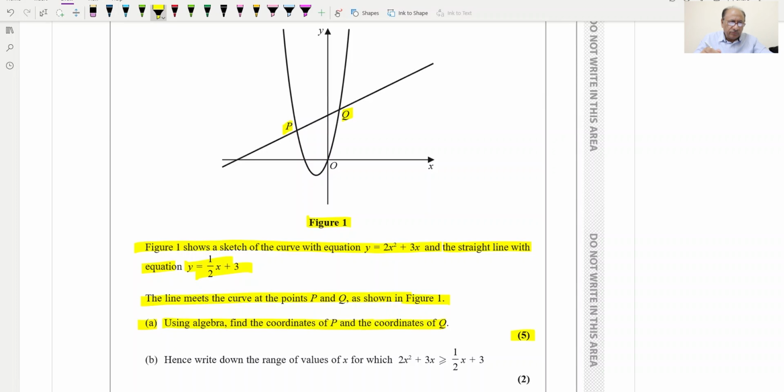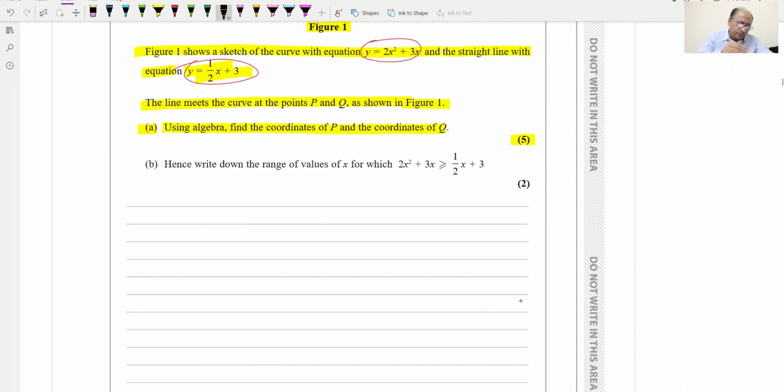So what we will do, we will take both the given equations. One equation is this one, which is the quadratic equation for the curve, and this is the straight line, so we'll equate them to find the points of intersection, which are P and Q. So we'll equate those two equations, and then we can solve here.